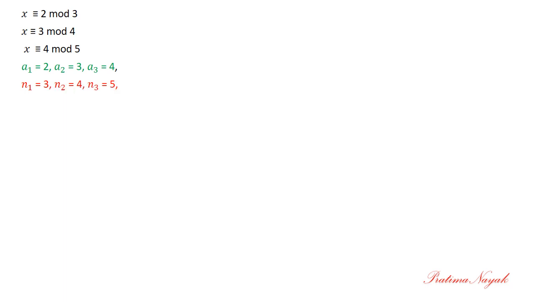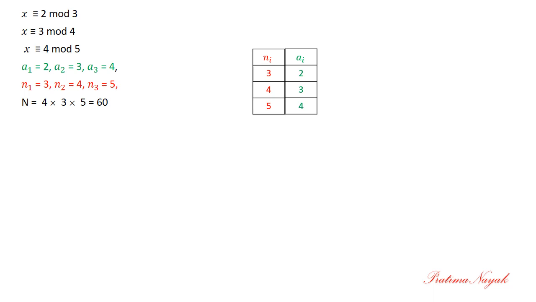Let us go through the whole solution of the problem. x is congruent to 2 modulo 3, x is congruent to 3 modulo 4, x is congruent to 4 modulo 5. We have already seen a1 is 2, a2 is 3 and a3 is 4, n1 is 3, n2 is 4 and n3 is 5, and n is equal to 4 times 3 times 5, that will be 60. So we will get the congruence modulo 60.